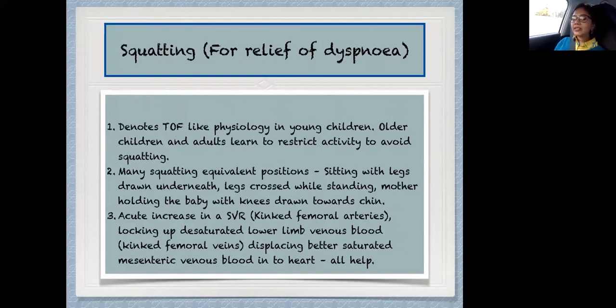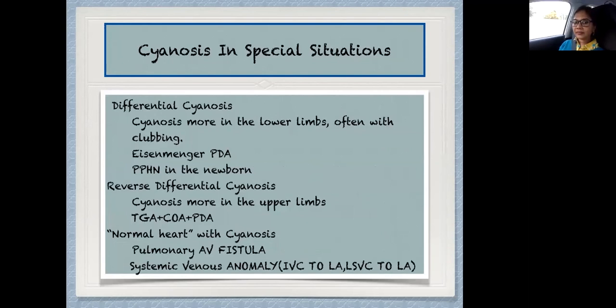What happens is, when you squat, the femoral arteries are kinked, which leads to an increase in systemic vascular resistance. It also locks up desaturated lower limb venous blood when the femoral veins are kinked, and displaces better saturated mesenteric venous blood into the heart. So these all help in relief of dyspnea. Squatting for relief of dyspnea has been a classical symptom of older children with unoperated cyanotic congenital heart disease.